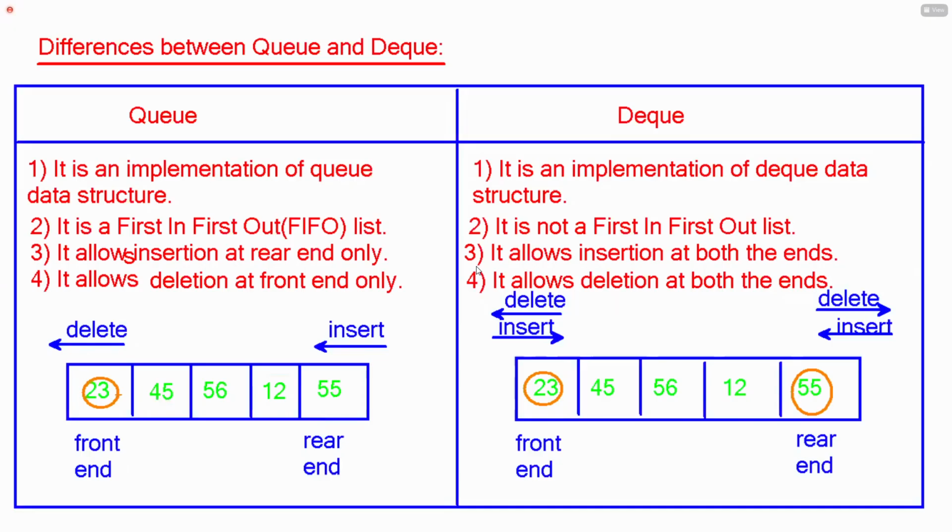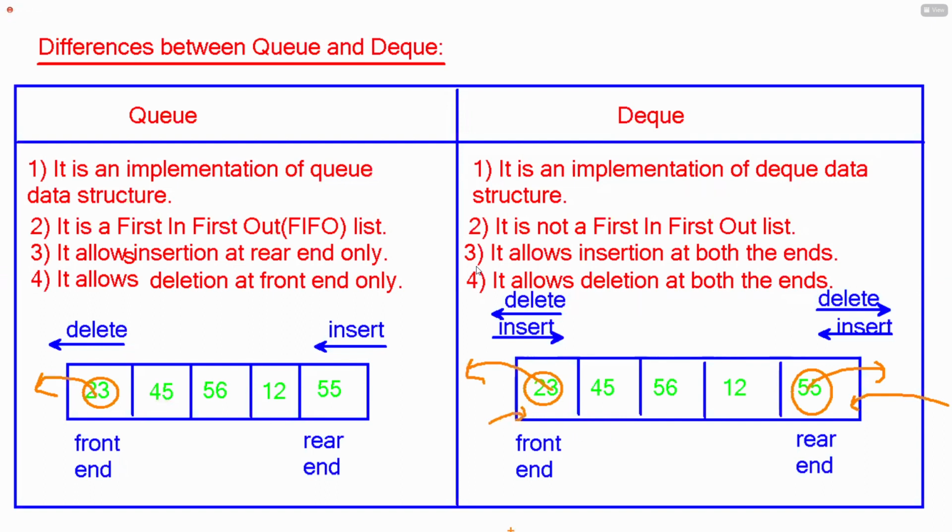See, if this element is deleted, inserting in this location is not possible. These elements only should move. First in, first out. See, which element came first? 23 came first, so 23 goes out first. But in the deque, 55 can be deleted, 23 can be deleted. And even before deleting this one, another element can also be inserted.